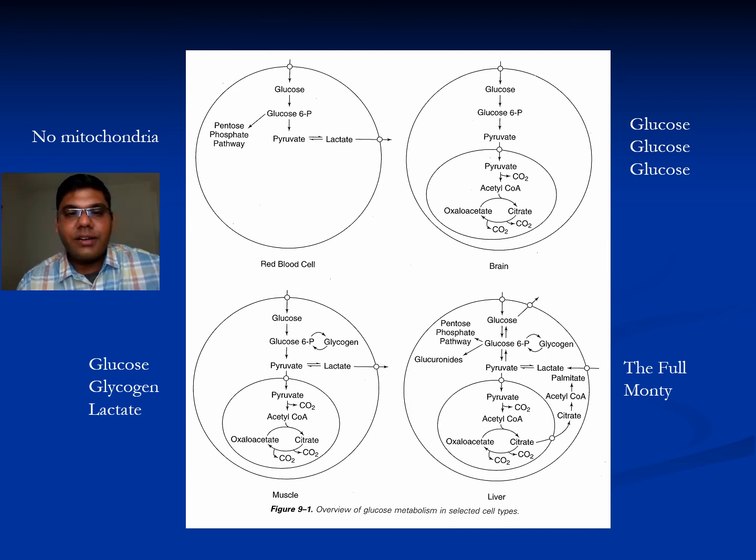In case of muscle, both the systems operate, both the cytosolic as well as the mitochondrial. So we have glucose, we have glycogen, we have lactate. So muscle has both the glycogen and the lactate. That's why when we run long distances, we have fatigue in our muscles. And the last, the full Monty, is the liver. So liver is the place where all sorts of metabolism and detoxification processes take place. So we have the cytoplasmic metabolism, which we see in here, along with the mitochondrial metabolism, which is also seen.